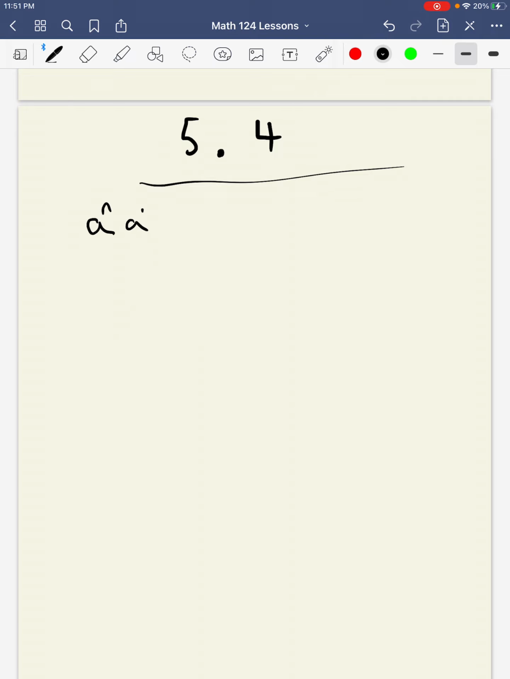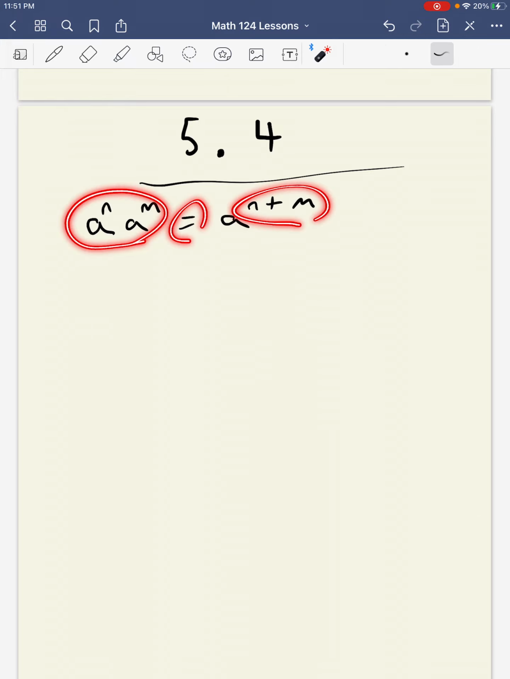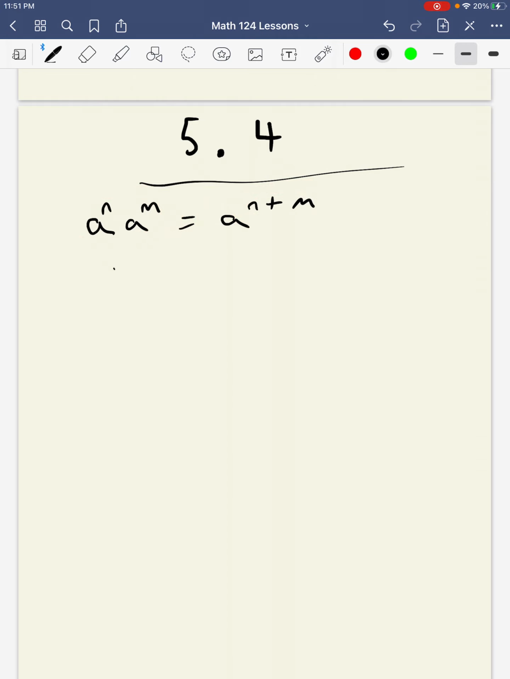So we have this property for exponents when we have the same base. So sort of multiplication corresponds to addition. We also have this property where division corresponds to subtraction.